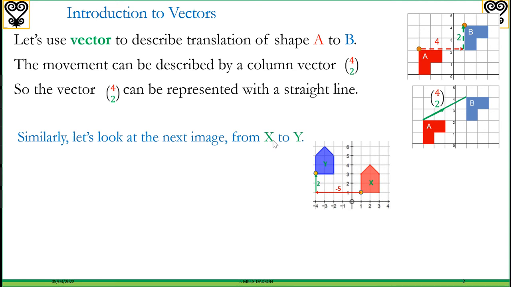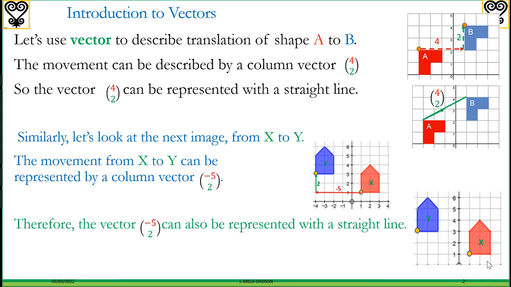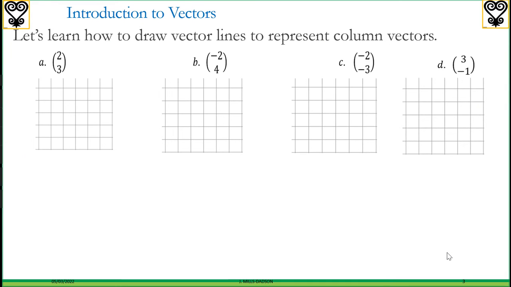Considering movement X to Y, you realize that we move 5 units to the left and 2 units up. So the description of X to Y could be said to be the vector -5, 2. The direction will be from X to Y this way. So this is what we call a column vector.